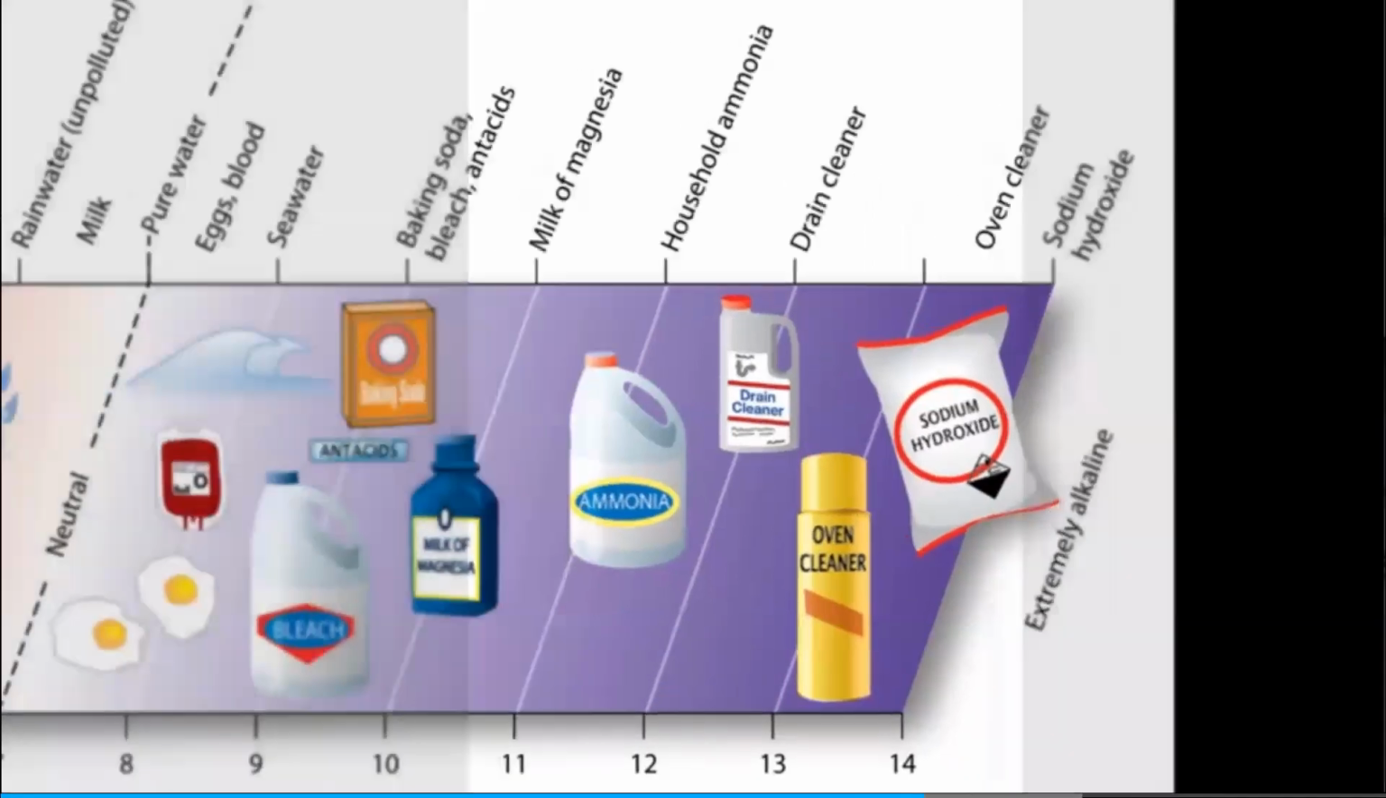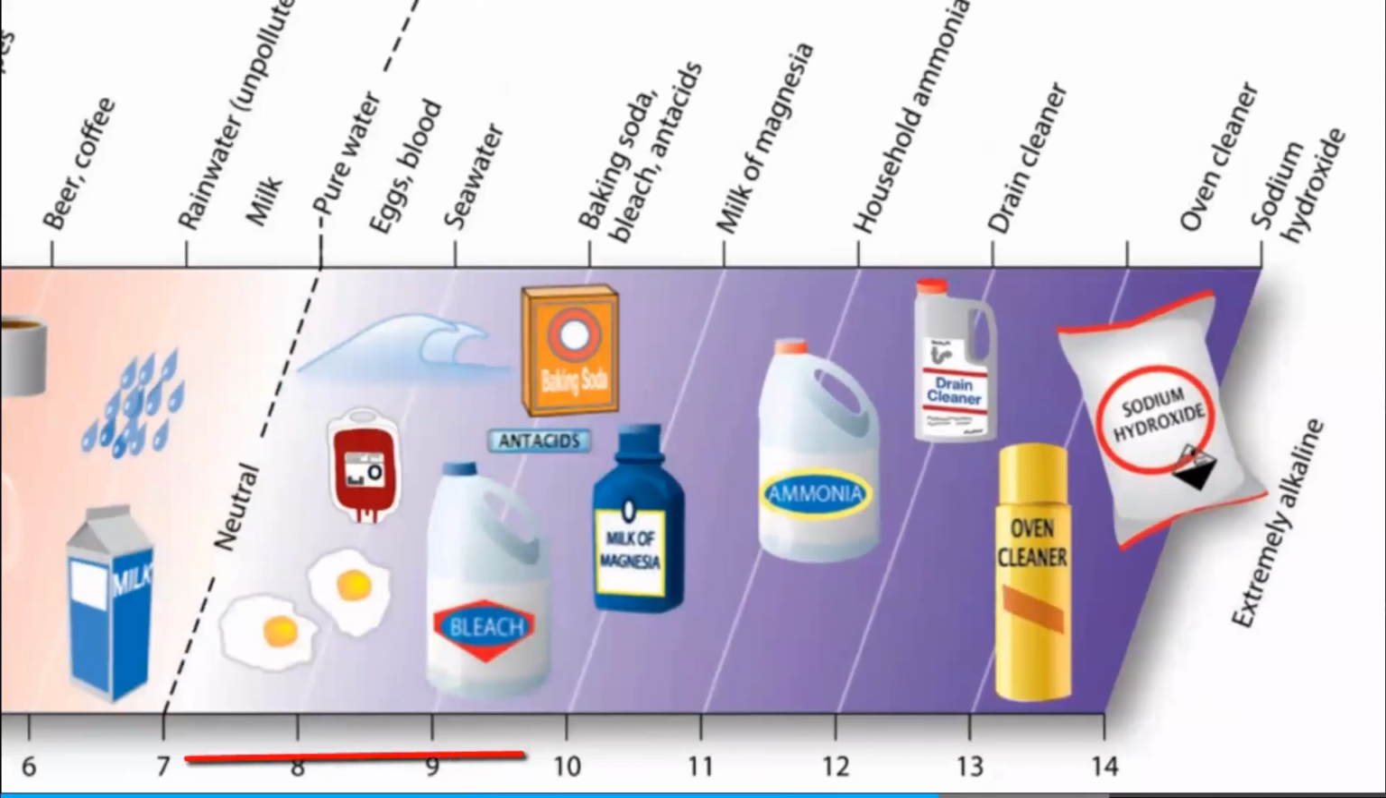And you can see, as you go up the scale to the right on this figure, the substances become more and more alkaline and also more and more corrosive and toxic. And of course, you probably have some of these high pH items around your house. For example, go check out the safety warnings on a can of oven cleaner.